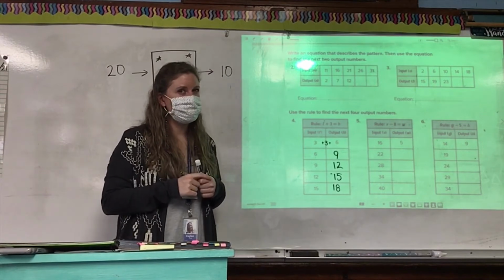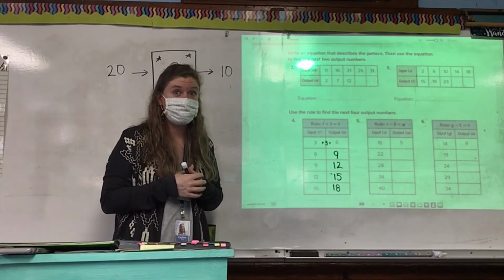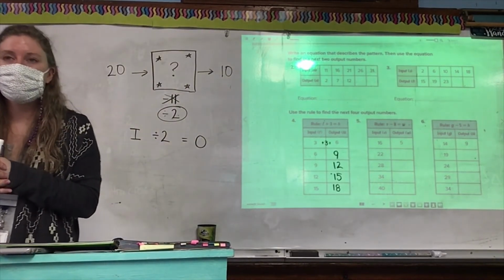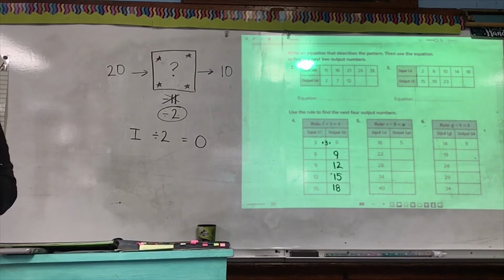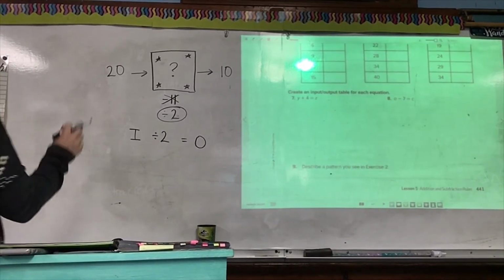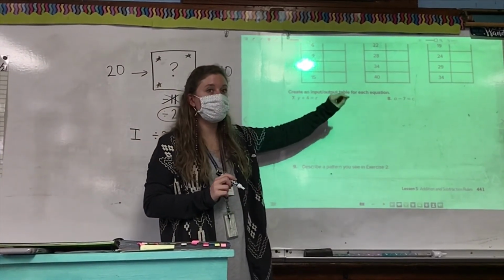You know what? Let's do number 7 together, because I want you to see exactly what that should look like. We're going to do number 7 together. Yes, Smith. I was going to ask you before you said we were going to do number 7, how many boxes do you want us to have? Okay, I'll show you. Number 7 says create an input-output table for each equation.